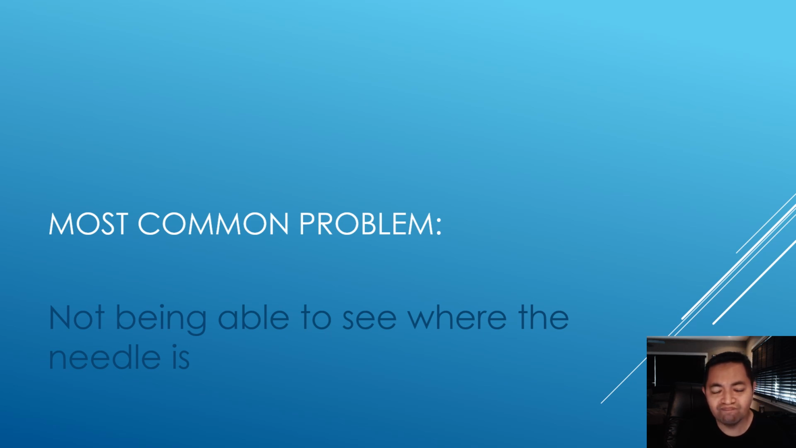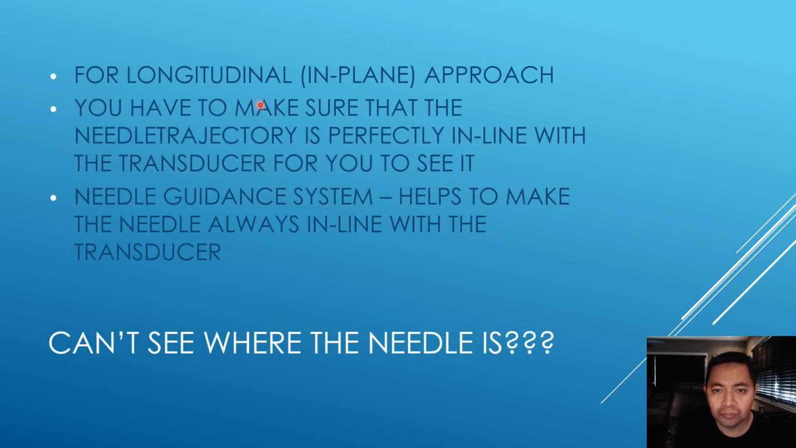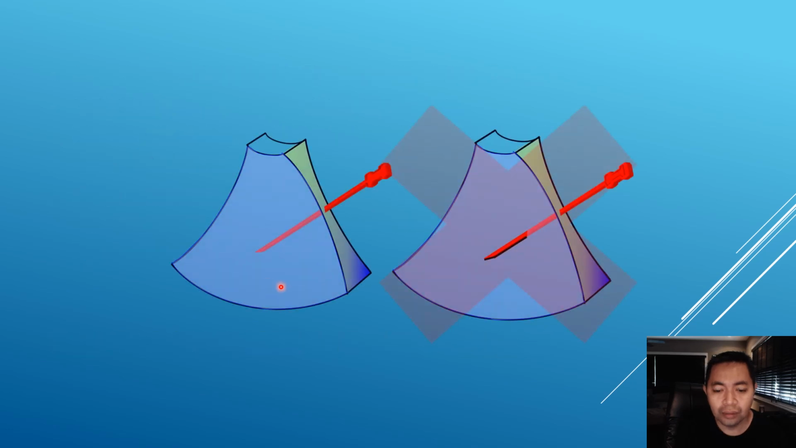So the most common problem during interventional ultrasound procedures is not being able to see where the needle is. In the in-plane approach, you have to make sure that the trajectory of the needle is perfectly in line with the transducer, with the ultrasound scanning plane, for you to be able to see it. This is seen on the diagram on the left.